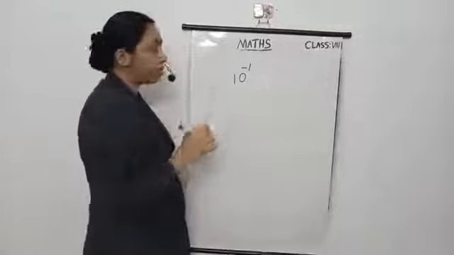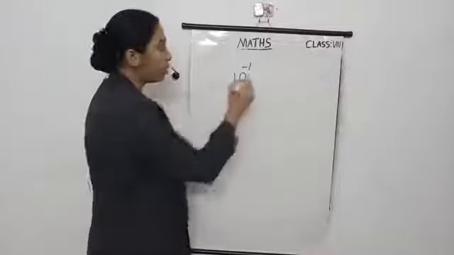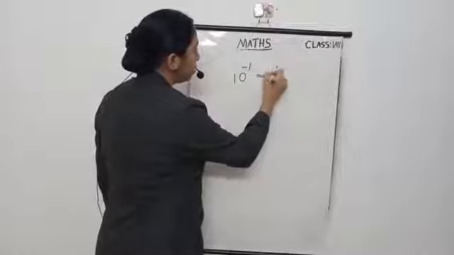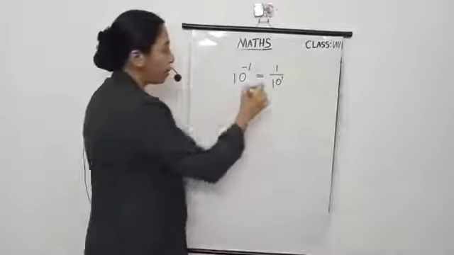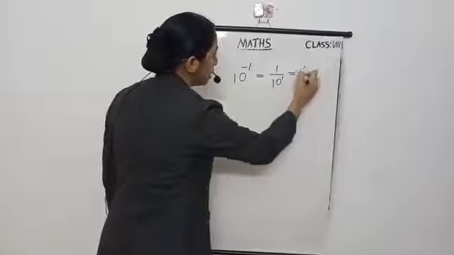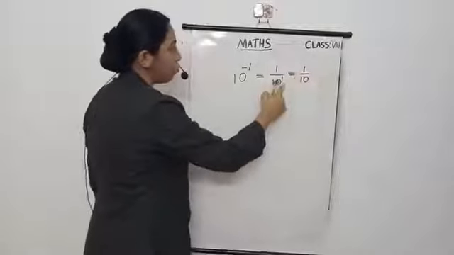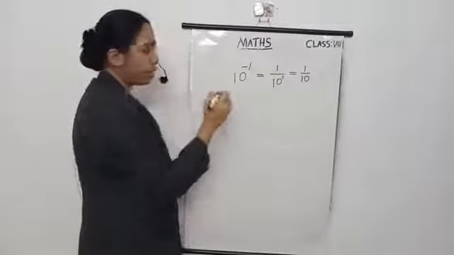So what is the meaning of 10 raised to minus 1? This is equal to 1 by 10 raised to 1. Understood? 1 by 10 raised to 1. This is equal to 1 by 10. 10 one time. That is 1 by 10.